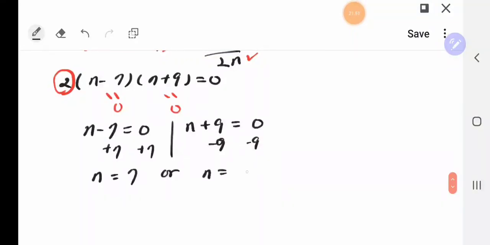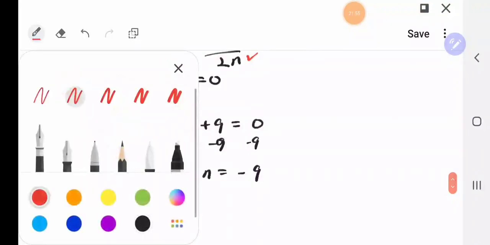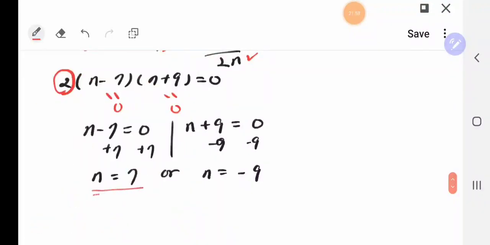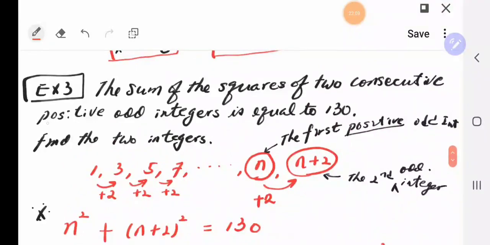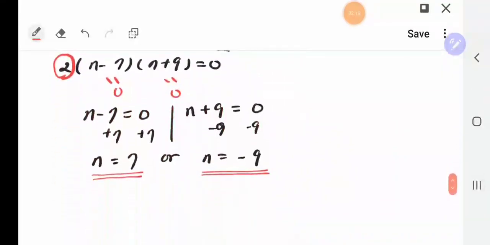Then n is equal to negative 9. So now we have found two values. One is n is positive 7, and the other value of n is negative 9. If you see the question, we are looking for positive odd integers. So we don't want a negative number, so eliminate negative 9 from the solution. So the solution is n equals 7.